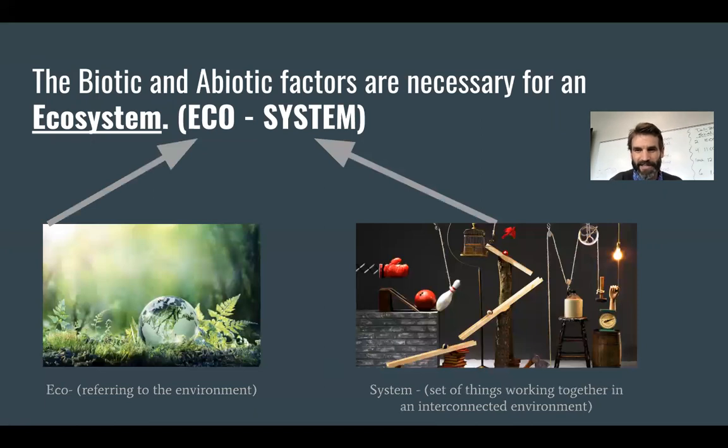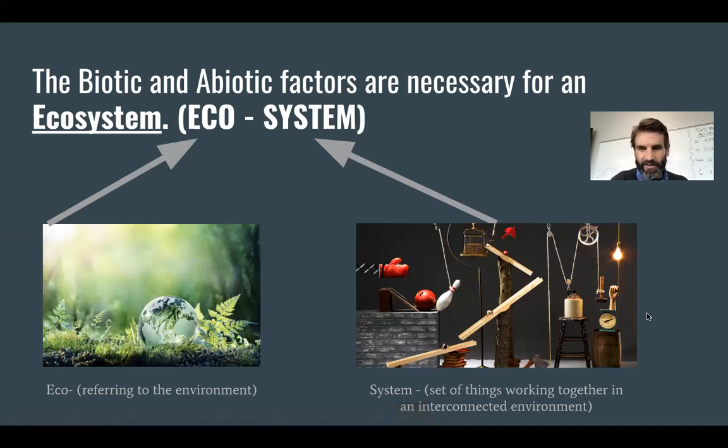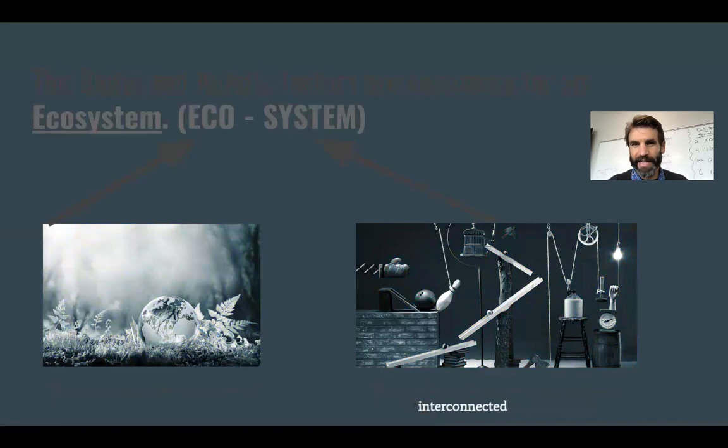But sometimes maybe this Rube Goldberg machine or this Rube Goldberg system gets added a little bit more, where it's a set of things working together in an interconnected environment. So an ecosystem is really the set of all things in an environment, living and non-living things that are interconnected, that relate to each other. And then we highlighted this word interconnected.